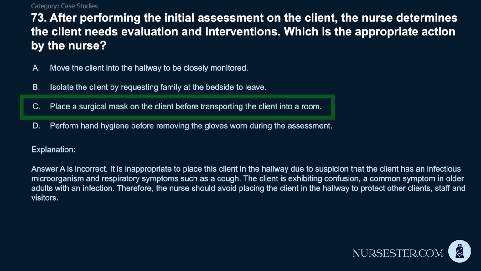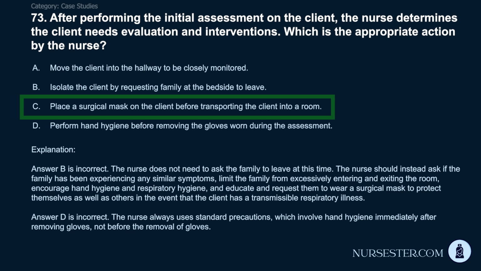Answer A is incorrect. It is inappropriate to place this client in the hallway due to suspicion that the client has an infectious microorganism and respiratory symptoms such as a cough. The client is exhibiting confusion, a common symptom in older adults with an infection. Therefore, the nurse should avoid placing the client in the hallway to protect other clients, staff, and visitors. Answer B is incorrect.